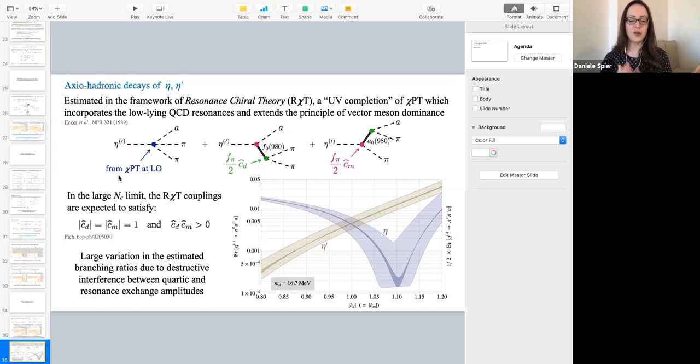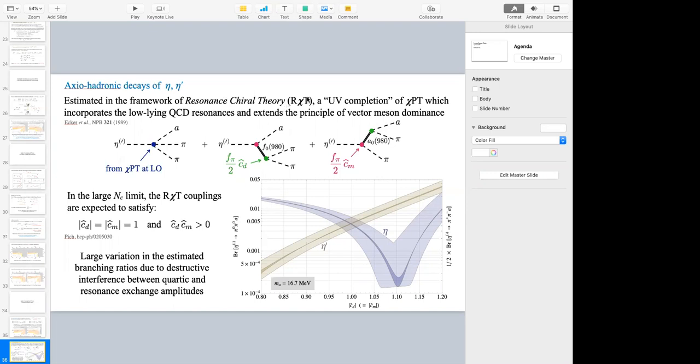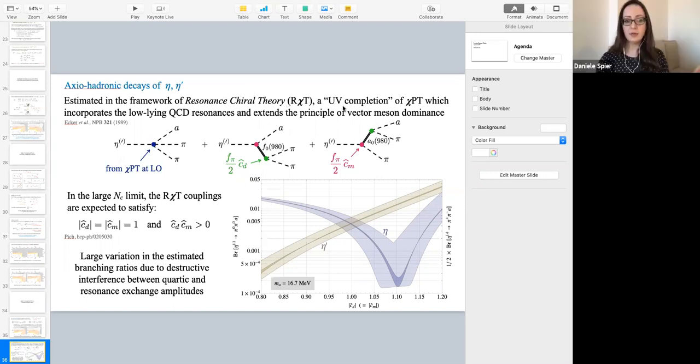One, because there are a variety of different methods that you can use to do that. And so the one that I thought was easier for me to do was to work in the framework of resonant chiral theory. This is a sort of UV completion of chi-PT, where you incorporate the low-lying QCD resonances. So you have the scalar, the vector, the axial vector, and the pseudoscalar resonances that come above chi-PT. And you can incorporate these resonances and extend the principle of vector meson dominance to say that these resonances saturate the low energy constants of chiral perturbation theory.